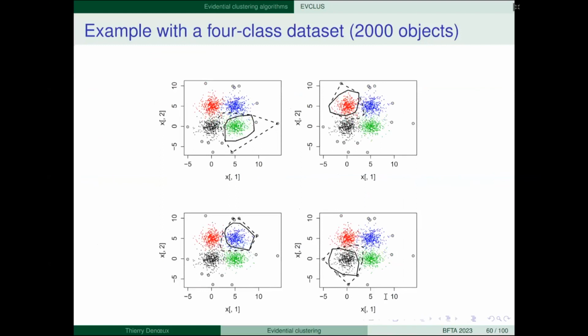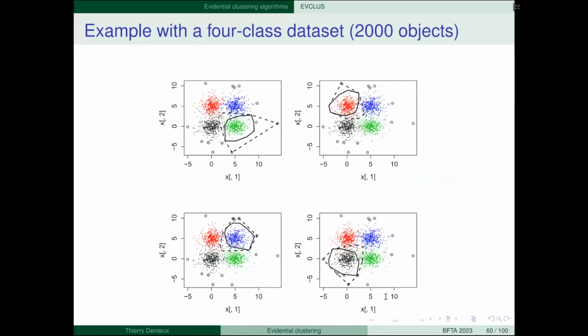And here this is what we get with a 4-class data set of 2,000 objects. For each cluster, we show the lower approximation and the upper approximation, and the circled points are the outliers. The outliers here have the largest mass assigned to the empty set. So the algorithm can detect the clusters, with some imprecision. We can represent the uncertainty in the clustering.